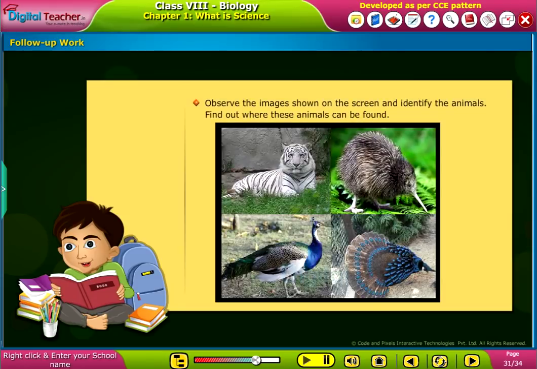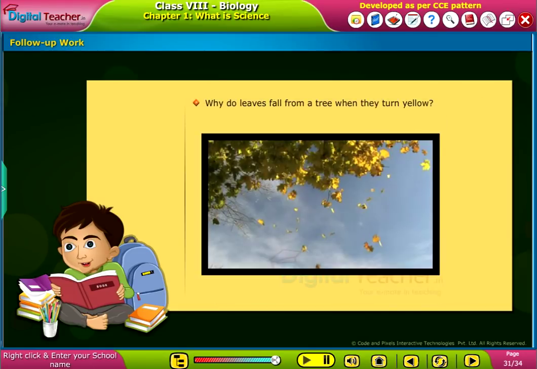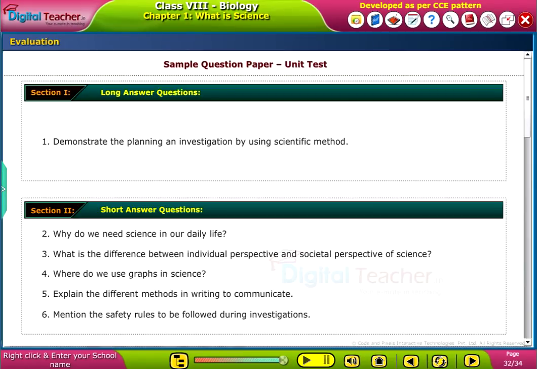Observe the images shown on the screen and identify the animals. Find out where these animals can be found. Why do leaves fall from a tree when they turn yellow? Test your understanding of the chapter by taking the mock unit test.